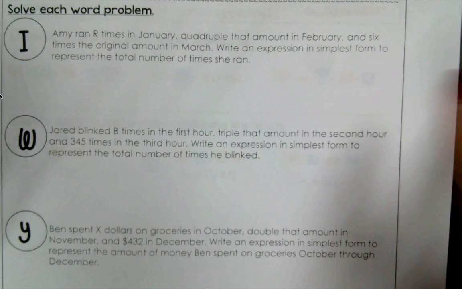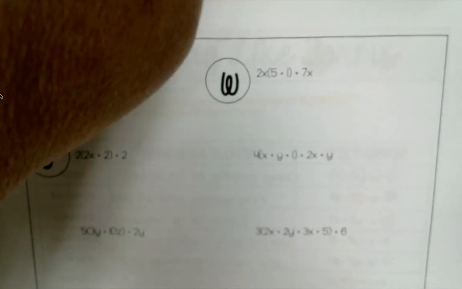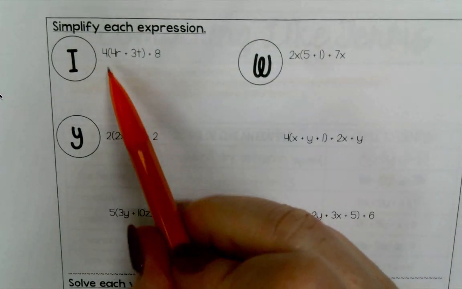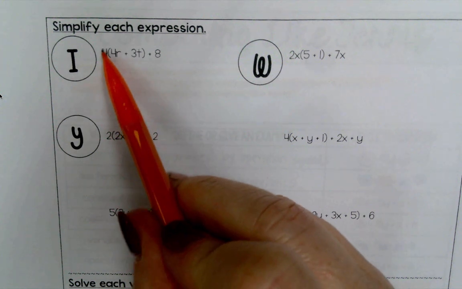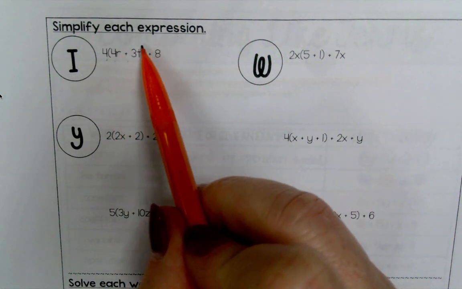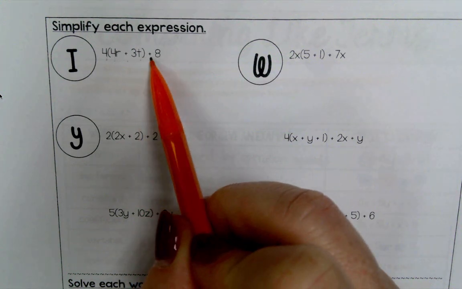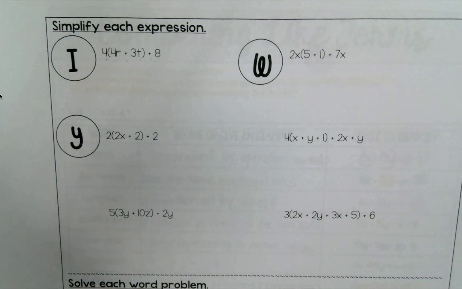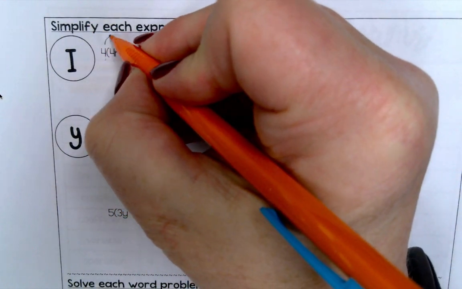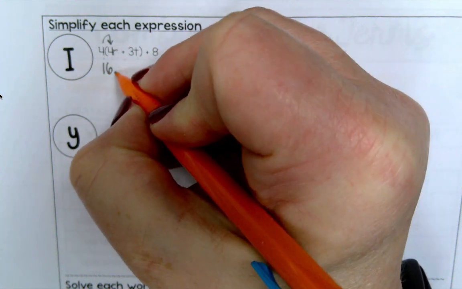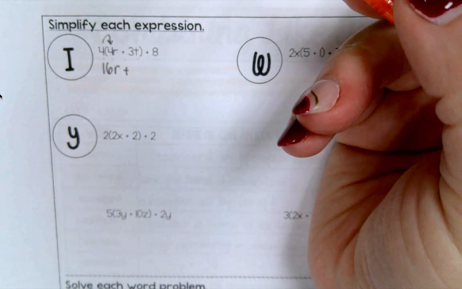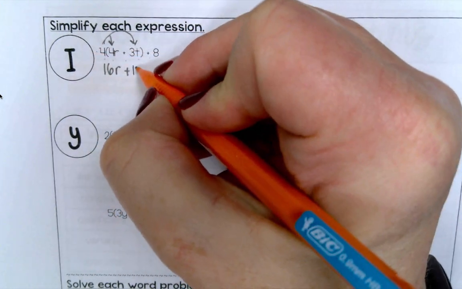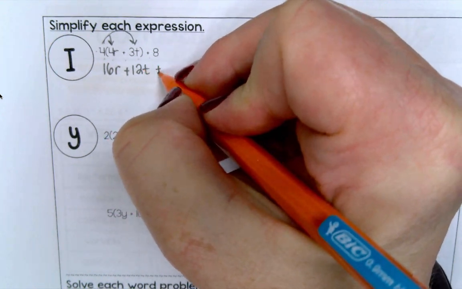Now, up here, simplify each expression. This time we are applying the distributive property. So I have 4 times, in parentheses, 4r plus 3t, plus 8. So draw your arrow. Oh, nope, I lied. Don't do this. Just do what I'm doing. First, we're going to distribute. So 4 times 4 is 16. Keep your r plus, because we did this in the properties notes. And then 4 times 3t, so 4 times 3 is 12. Carry your t plus 8.